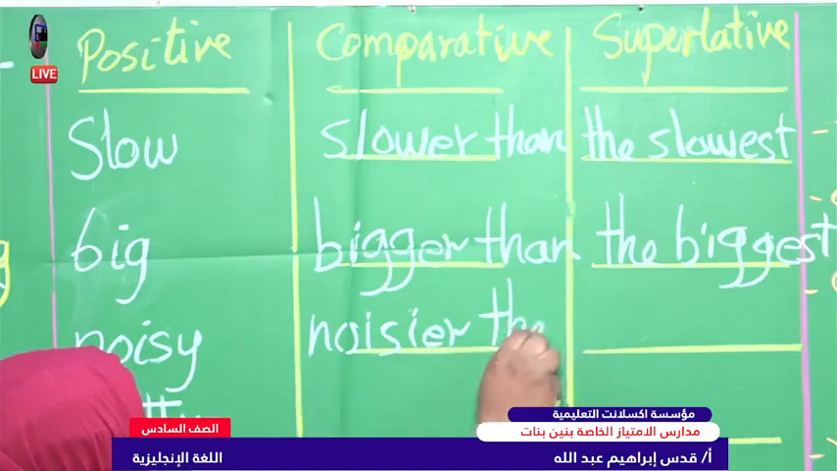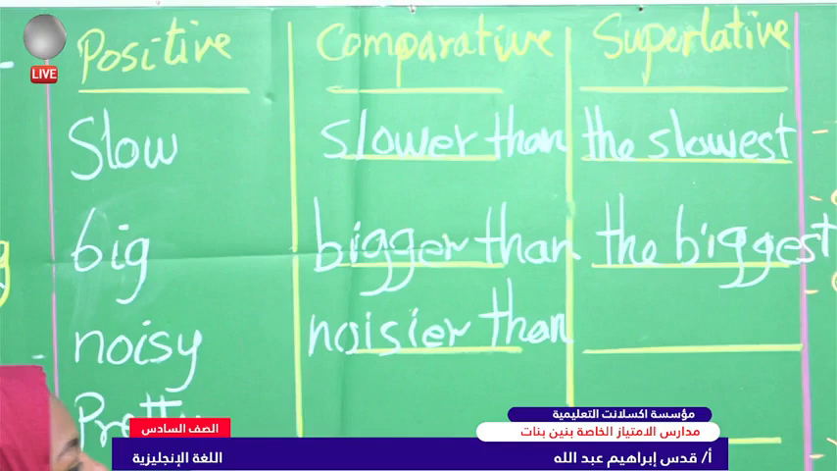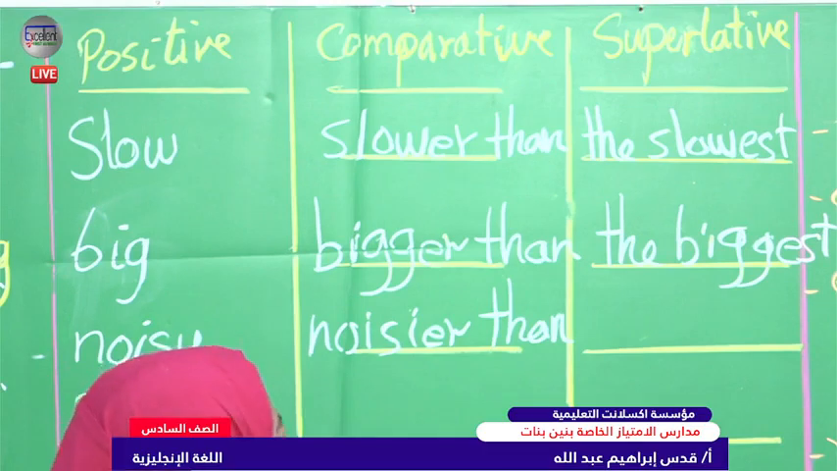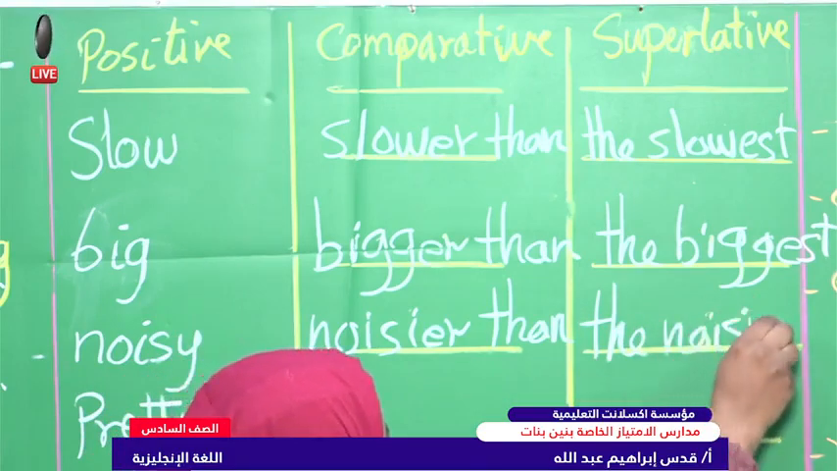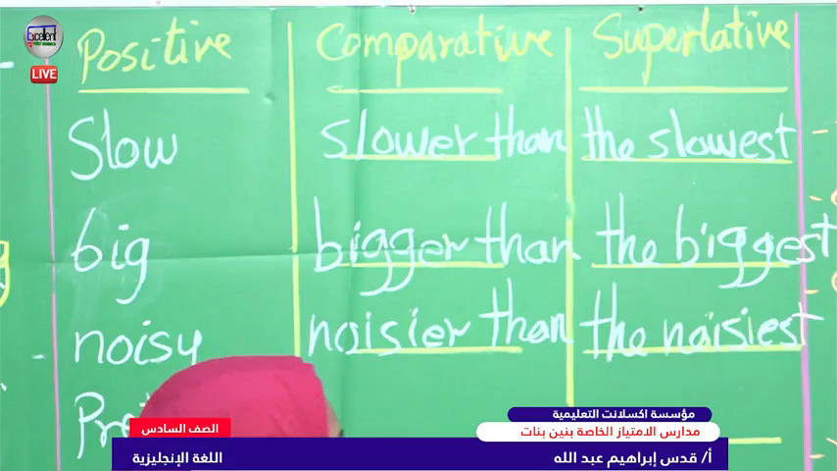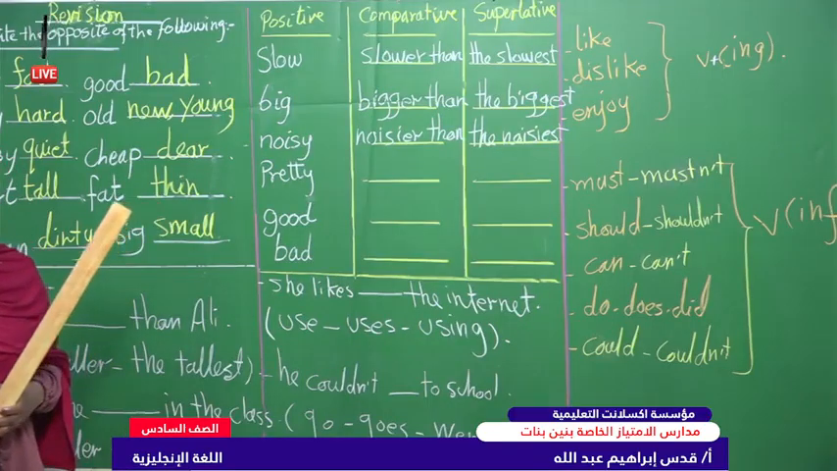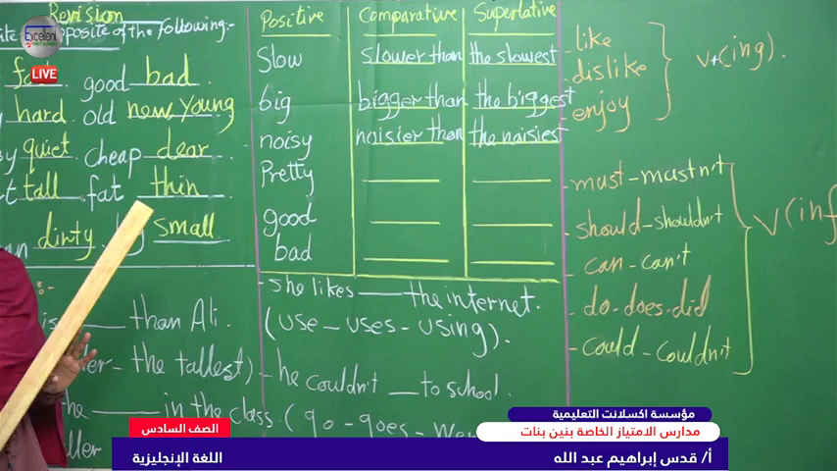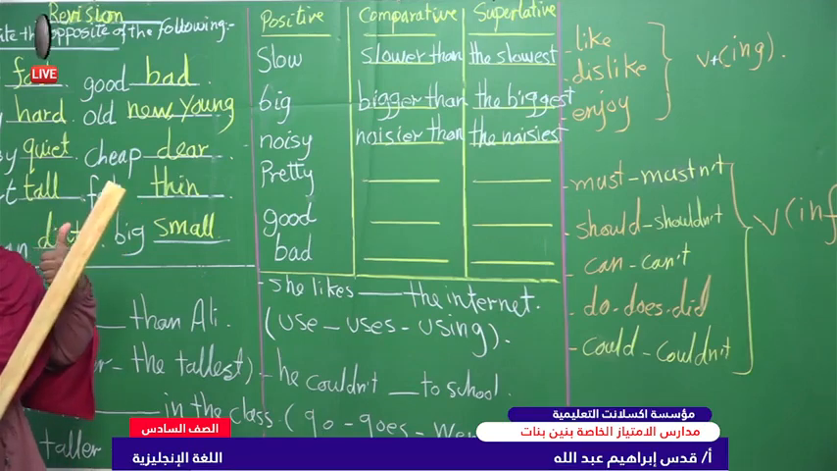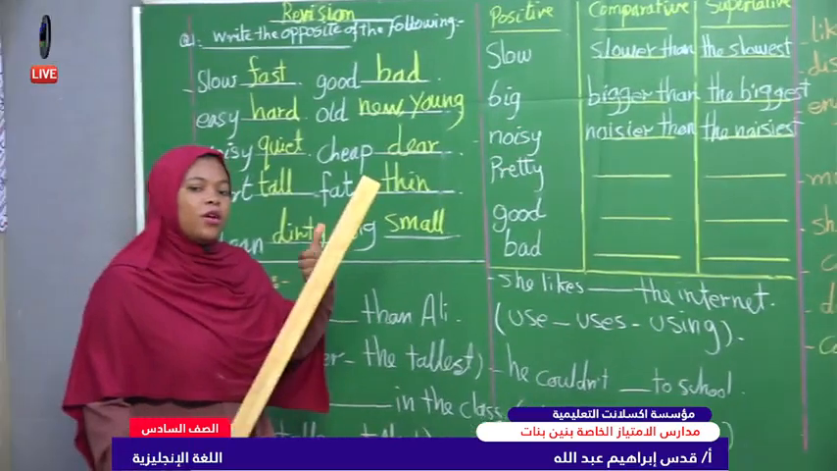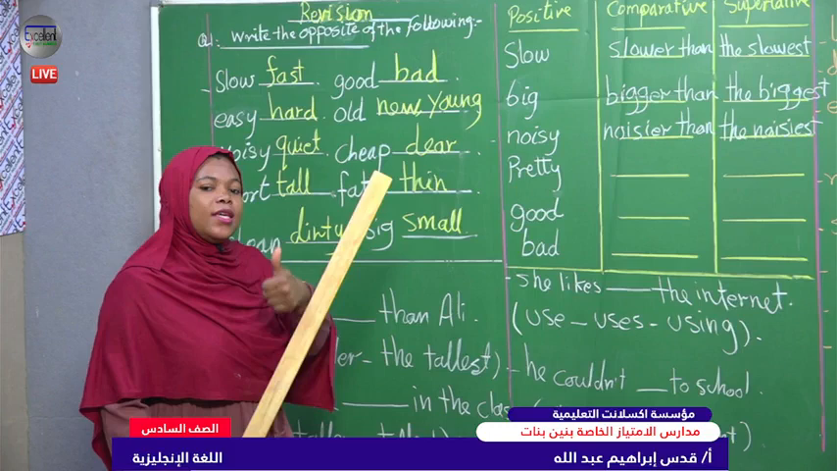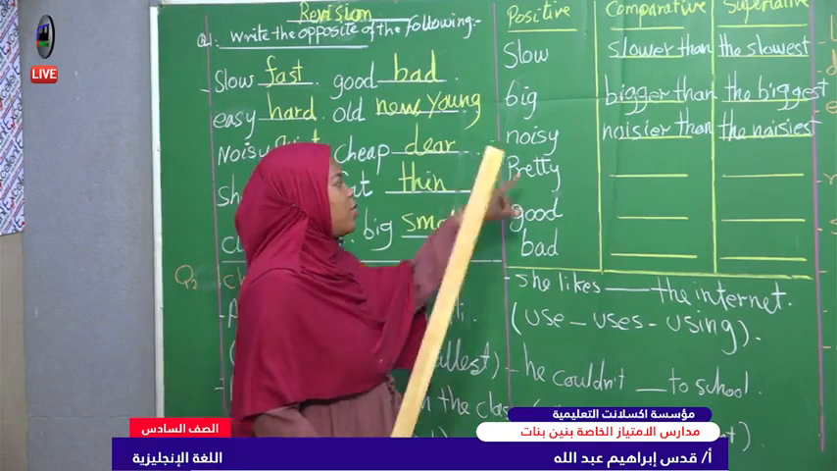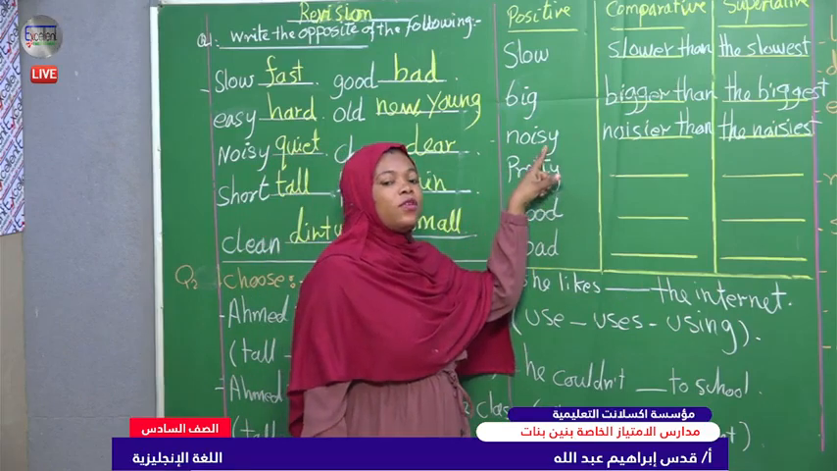Noisier than. And here the same thing. The noisiest, the superlative. IEST. Be careful. The Y has a specific rule. Even in the present simple when I add S, in the past simple when I add ED, and in the present continuous when I add ING, I should be careful if the adjective or the verb ends with Y.